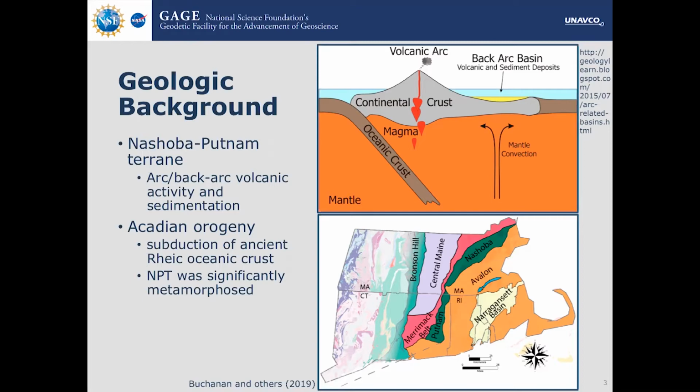Now, an orogeny is a mountain building event, and so the Acadian orogeny is an important orogeny that affected the Neshoba-Putnam, and that was when the Avalon terrain accreted to the eastern border of the Neshoba-Putnam, which lied within the Gandaria microcontinent. And during that time, it was also significantly metamorphosed, creating the deformation for the most part.